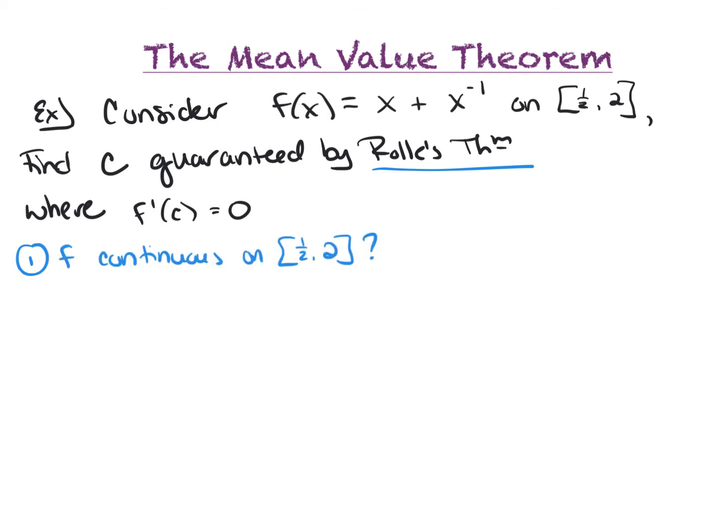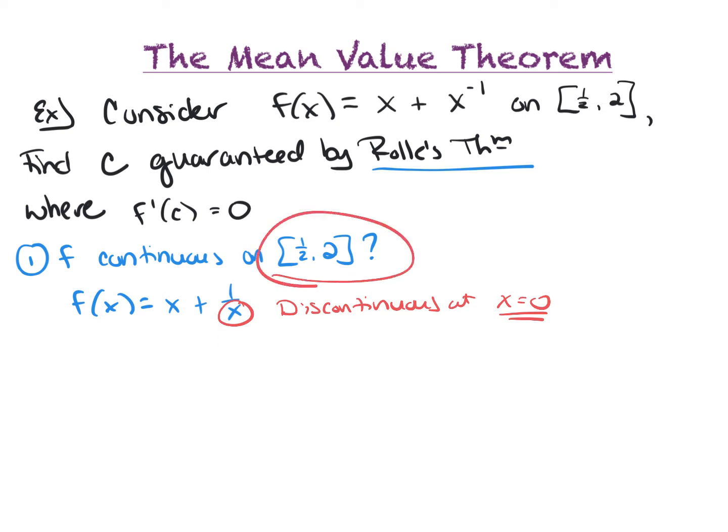Starting with asking the question, is f continuous on 1/2 to 2? Well, let's see, we have f of x equals, I'm going to rewrite this, x plus 1 over x. And this is discontinuous at one point. It's discontinuous at x equals 0. We can't divide by 0. But happily, x equals 0 is not in our interval from 1/2 to 2. So we're okay. Yes, this is a continuous function on the given interval.